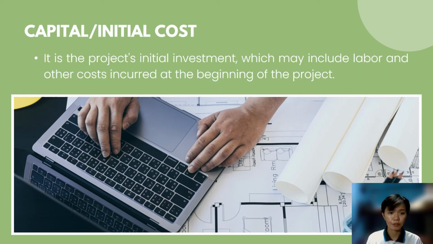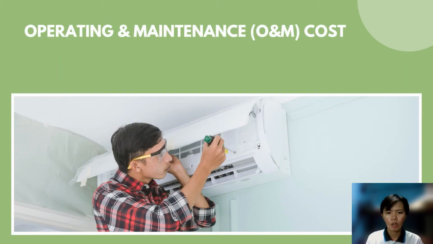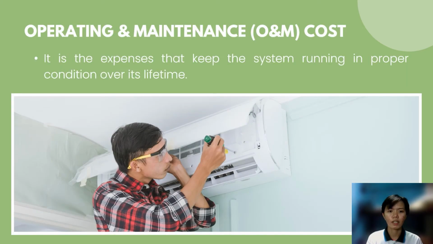Capital or initial cost. It is the project's initial investment, which may include labor and other costs incurred at the beginning of the project. Operating and maintenance cost. It is the expenses that keep the system running in proper condition over its lifetime. So it is the total amount of expenditure for the system to stay in shape. It can be fixed, like regular maintenance costs, or varied, like electricity costs.